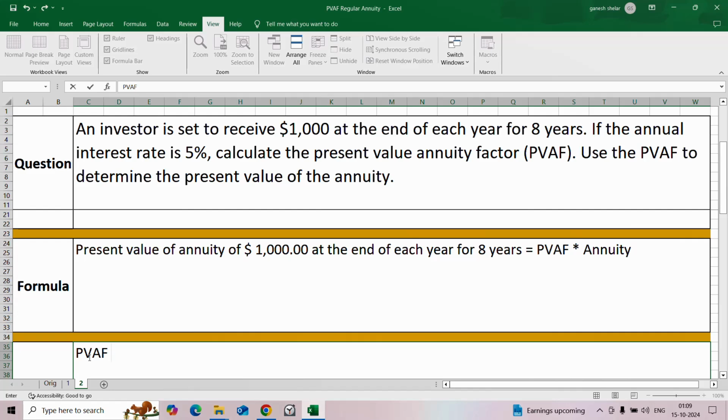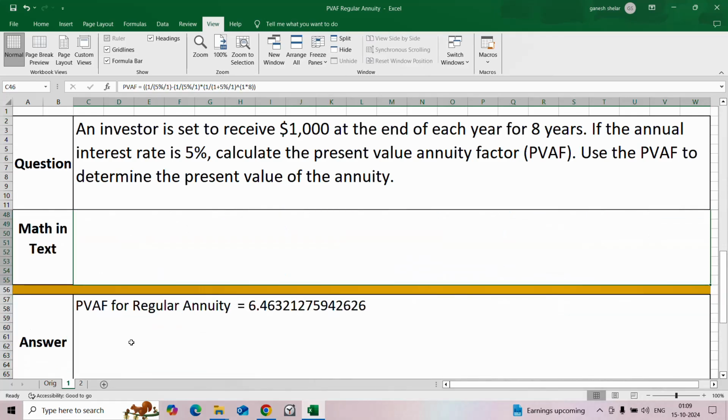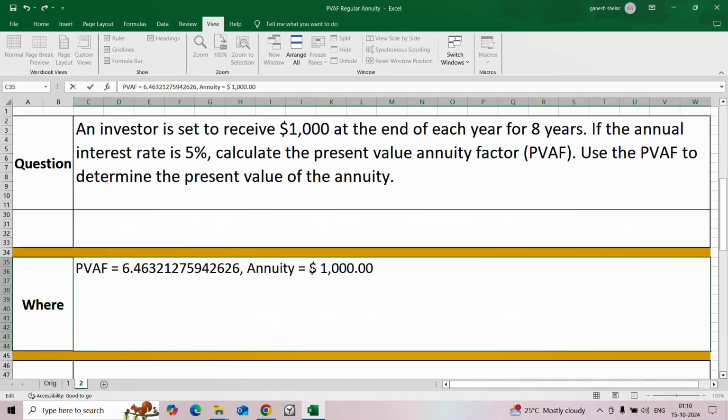PVAF equals 6.46321275942626, as solved in the last step. The annuity equals $1,000 at the end of each year.